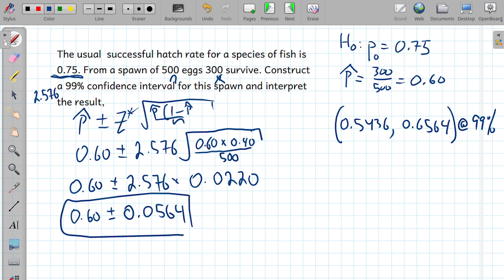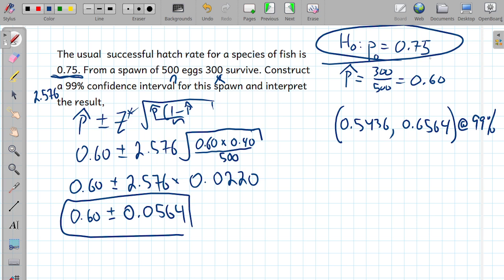Now, one way to word this is we can say that we estimate that the true value of the parameter is 0.6, or 60%, with 99% confidence. But that's not usually how we're going to answer hypothesis tests, because remember, we still have this, right? We were expecting 0.75, 75%.